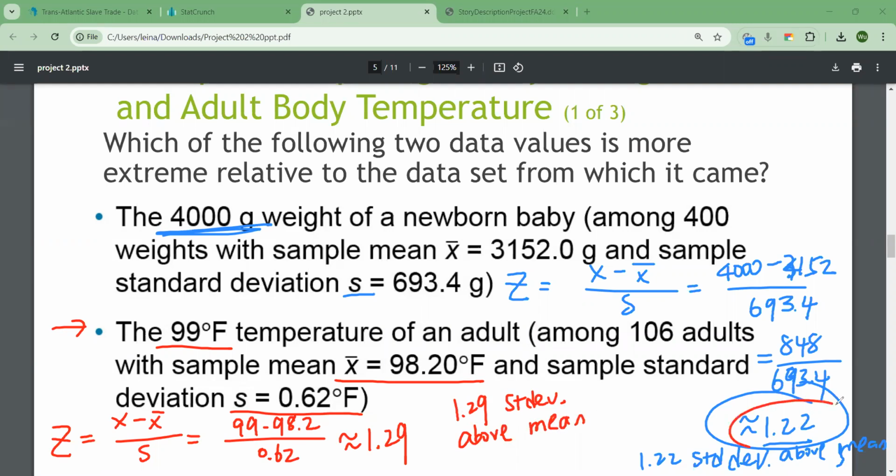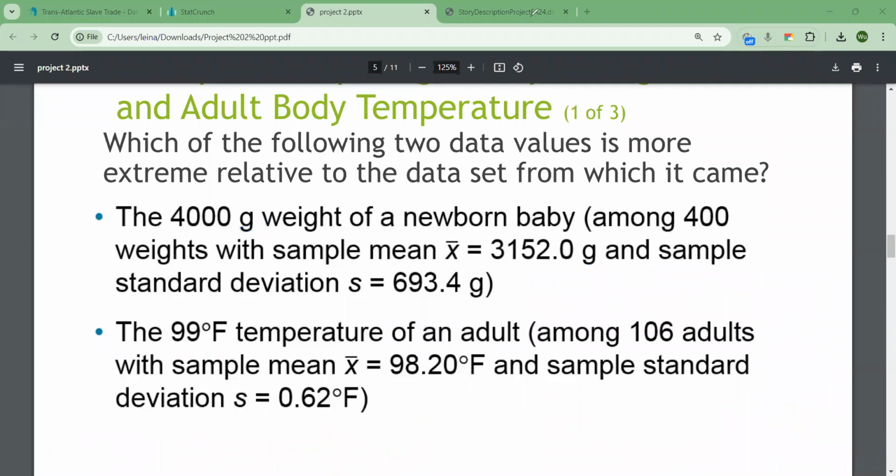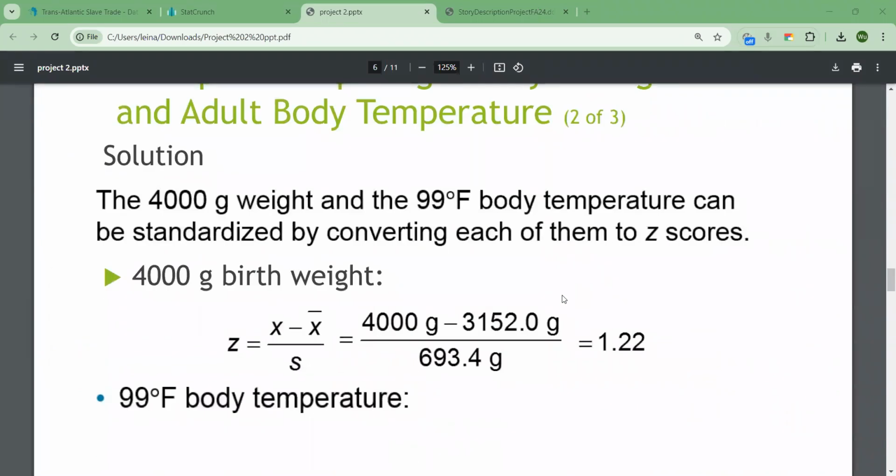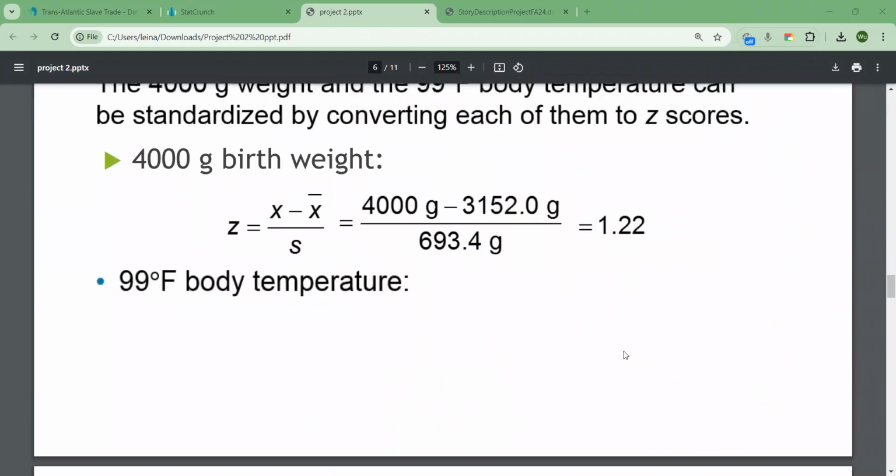So once you see these two z-scores, apparently 1.29 is higher, right, than 1.22. So this 99 degrees Fahrenheit temperature is a relatively higher score in its data set. All right, here we go. We got the calculation 1.22 if you want to refer to it.